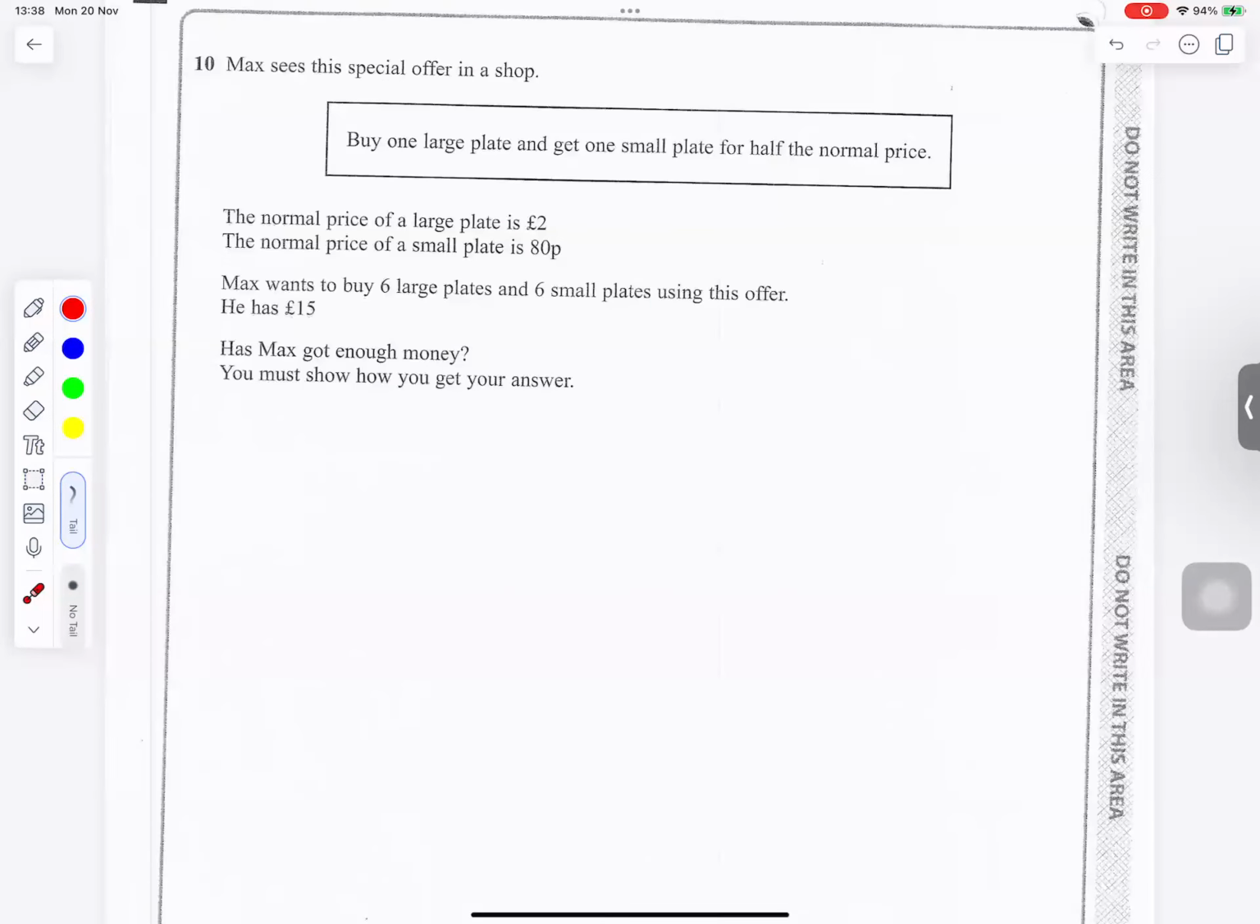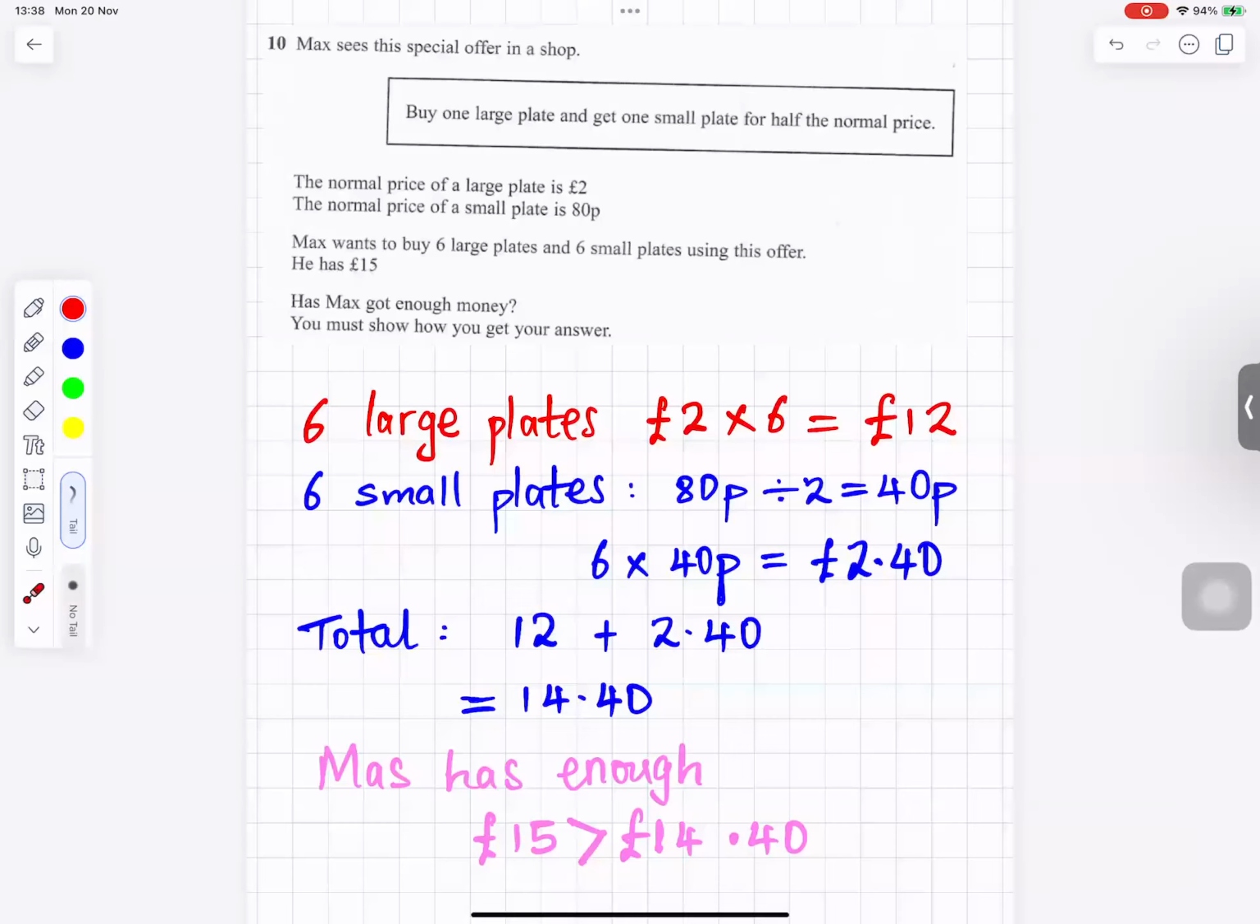Question number 10. 6 large plates is 12 pounds because you get 2 pounds for each plate times 6, 12 pounds. 6 small plates: the normal price of a small plate is 80 pence, divided by 2, which is 40 pence.